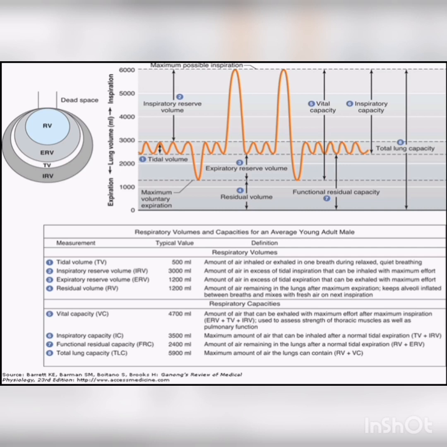Functional residual capacity is about 2400 milliliters. It is the amount of air that remains in the lungs after a normal tidal expiration. That is residual volume plus expiratory reserve volume. Total lung capacity is about 5900 milliliters. It is the maximum amount of air the lungs can contain: residual volume plus vital capacity.